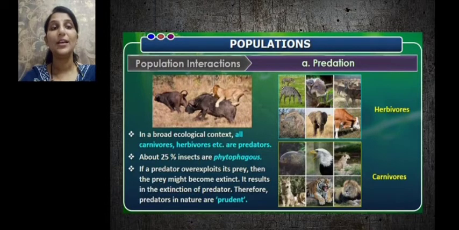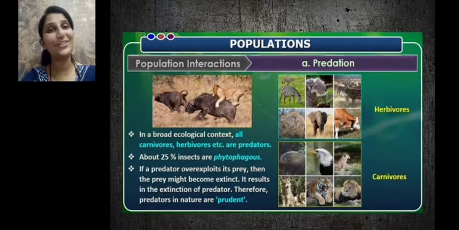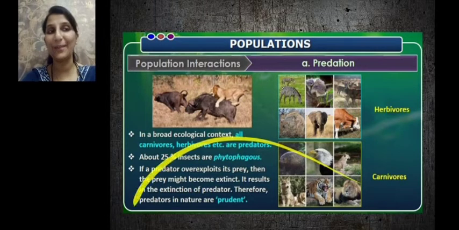If a predator overexploits its prey, then the prey will become extinct. And what happens if the prey becomes extinct? It results in the extinction of the predator. Is it clear? Therefore, predators in nature are prudent, that is, they show utmost care. They think about their future because they know that if the prey is overexploited, it will become extinct, and then the predator also will become extinct over time.